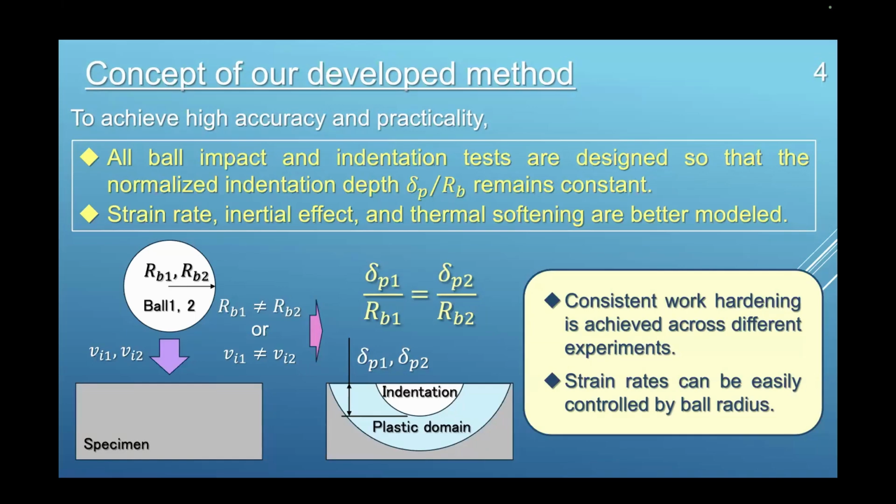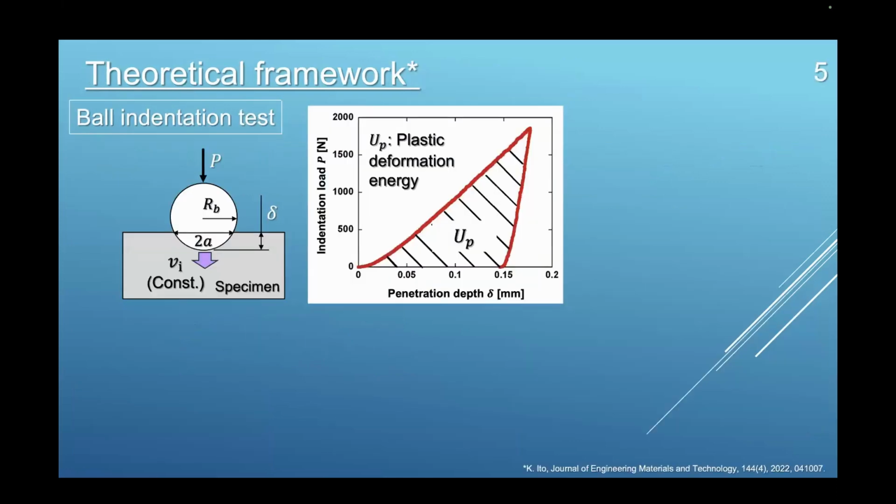In addition, the strain rate, inertial effect, and thermal softening are better modeled than in the conventional ball impact test. To further explain our method, I'll outline the theoretical framework.